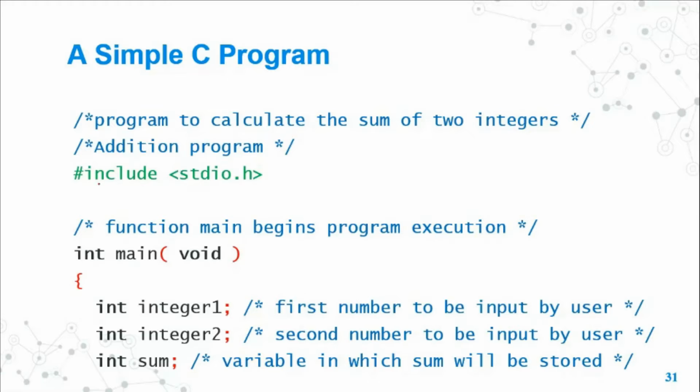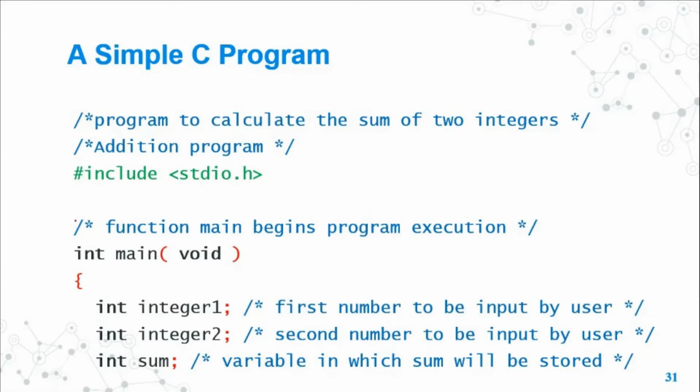Then the preprocessor directive #include stdio.h, we know what this particular line means. The stdio.h, the standard input output header file, is included into our program. So that is what #include stdio.h means. This is a preprocessor directive. This line, given in green color, is a preprocessor directive. That is, before the compiling starts, the preprocessor has to include this particular file into our program.